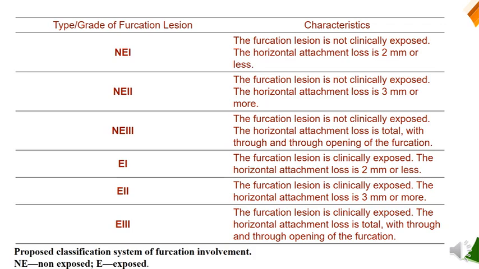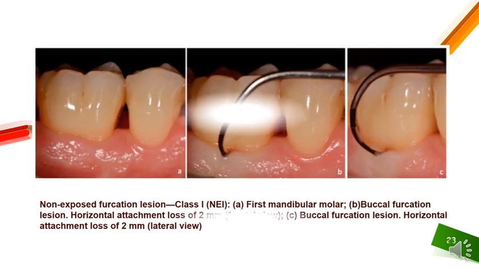Let's discuss those classifications. Non-exposed type 1, or non-exposed class 1. Here in the first mandibular molar, we can see on probing there is a buccal furcation lesion and horizontal attachment loss of 2 mm. So we cannot see the furcation, but on probing we can see initial exposure of the furcation.